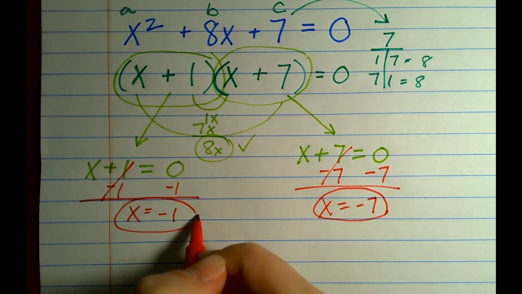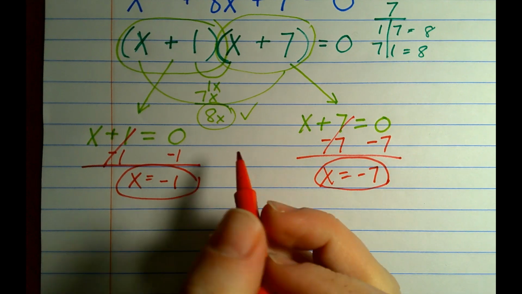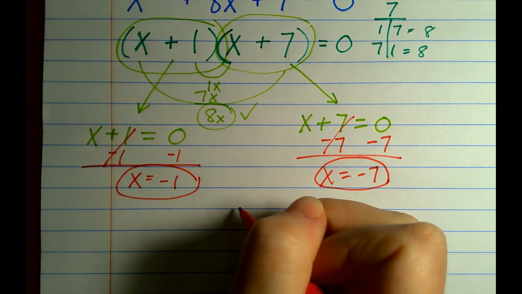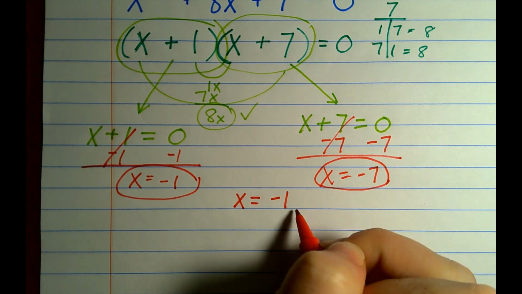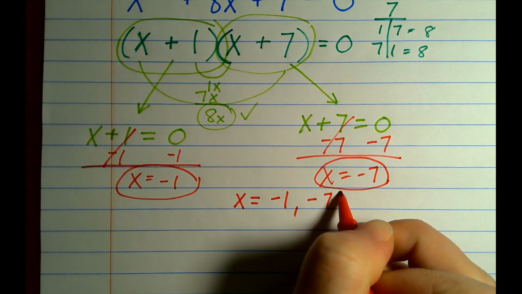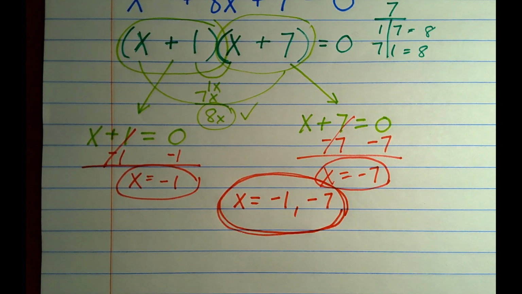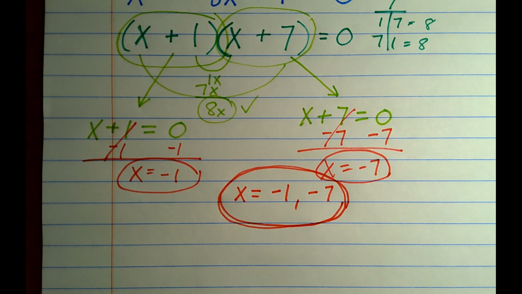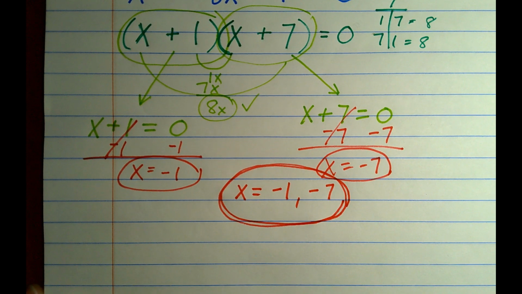So these are our answers. We can circle them separately, or if you want to keep everything together, we could rewrite it as x equals negative 1, comma, negative 7. And we'll circle it. And that is our answer. So it's really just one more step. It's not too bad. Do we have any questions about that?